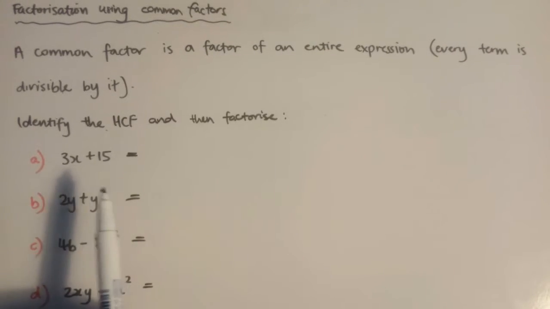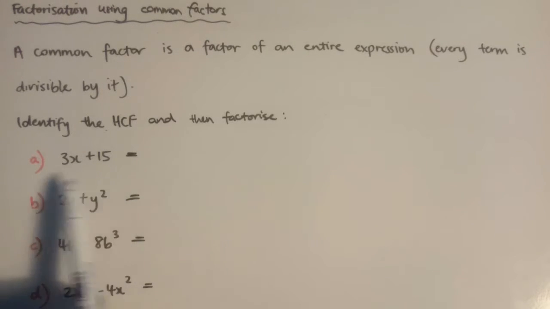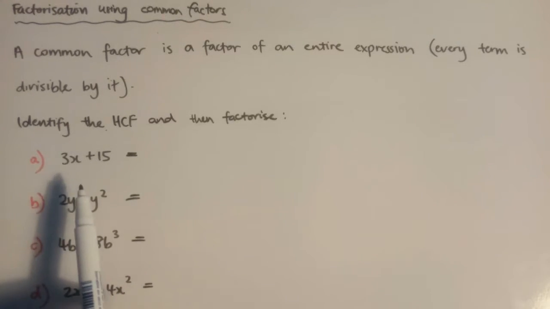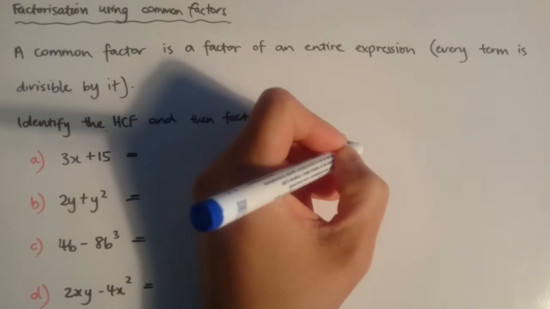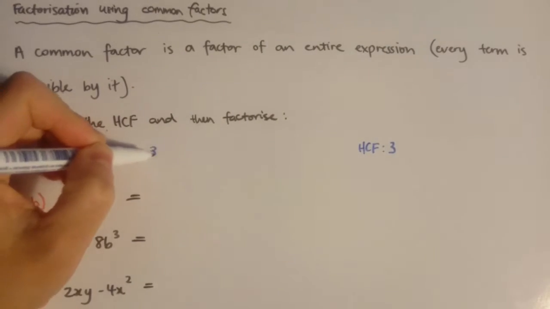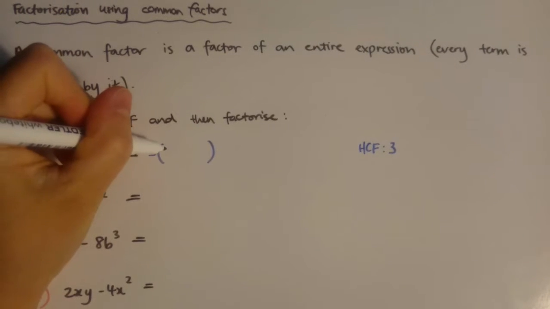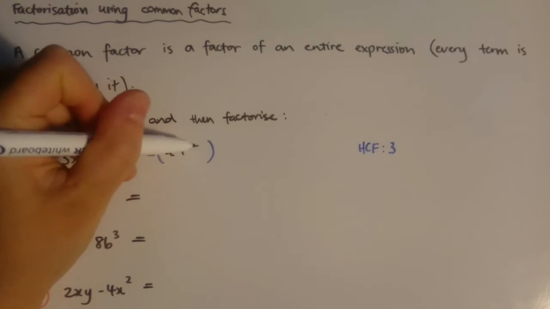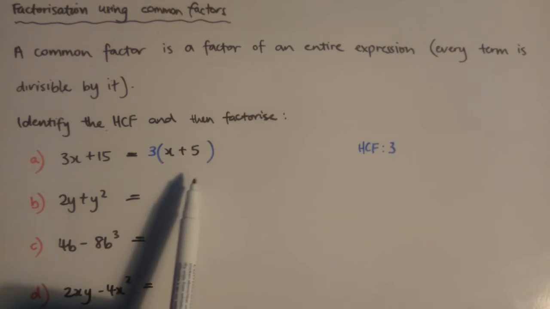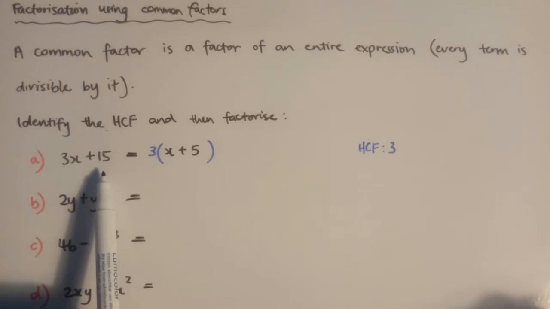If we have a look at the first one, we're looking for a common factor between 3x and 15. Something that both of these terms are divisible by. We can see pretty quickly that 3 is going to go into both of these terms. So our highest common factor in this case is 3. What we can do with that is take our 3 out the front of our brackets, and then inside our brackets we write whatever's left. If you want to do a quick check to make sure that you've done it correctly, expand this back out. So 3 times x is 3x, that's correct, and 3 times 5 is 15, so that's also correct.